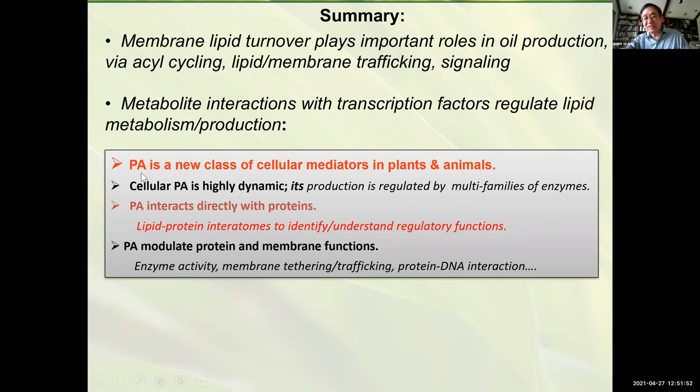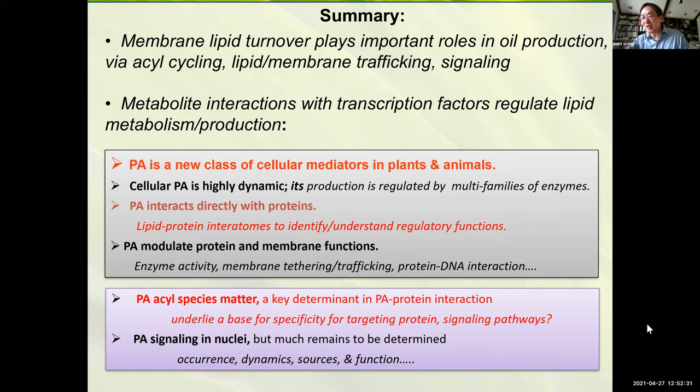One specific example given is phosphatidic acid. This has now become a class of cellular mediator, not only in plants but also in humans, animals and other systems. And we have shown that PA is very dynamic. It can interact with different proteins, and some of these interactions lead us to identify a specific process it regulates. And it can modulate proteins in different ways: activity, membrane tethering, location, and also DNA-protein interactions, as I showed here.